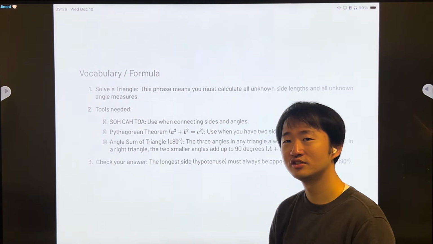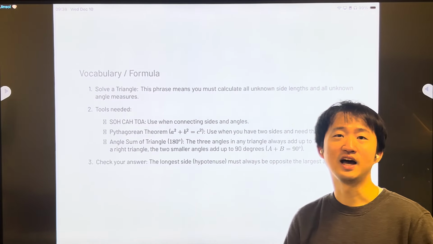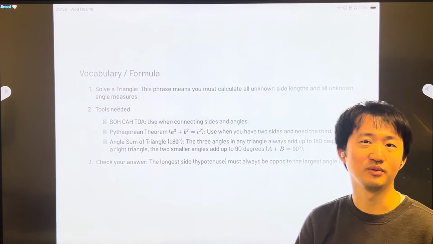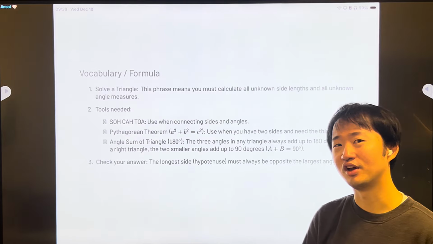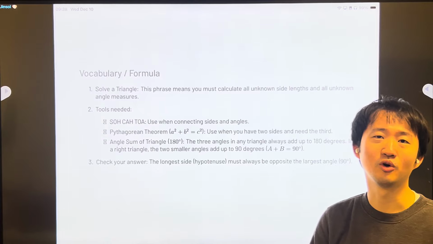One way to check your answer is to check that the longest side is the hypotenuse. So if the side lengths that you found do not align very well, or if any of the angles are greater than 90 degrees, the chances are that you made a mistake. So make sure you go back and check.